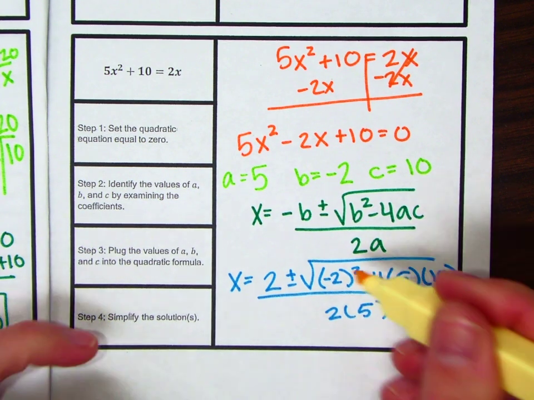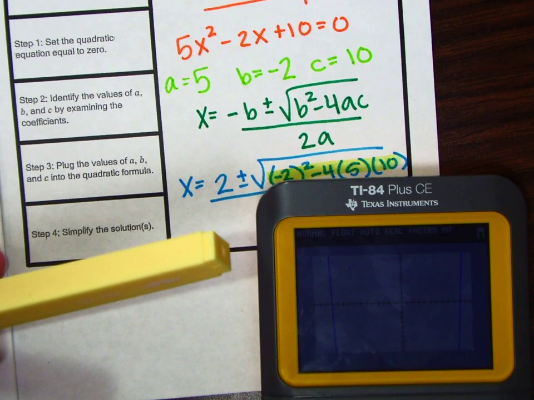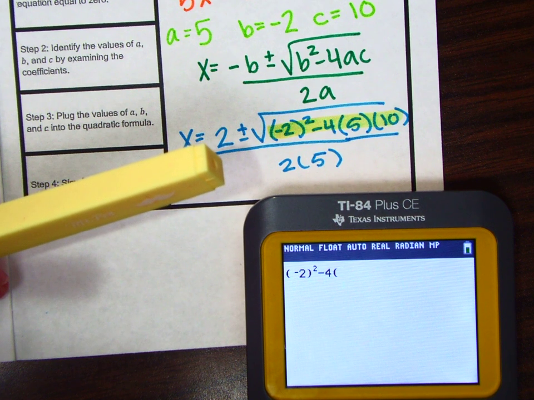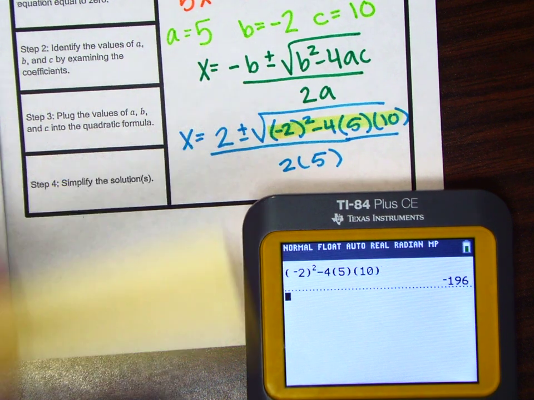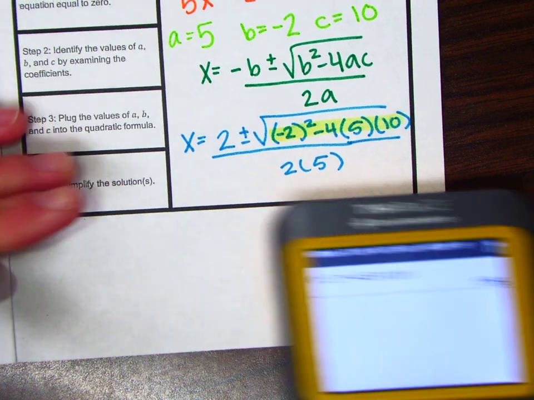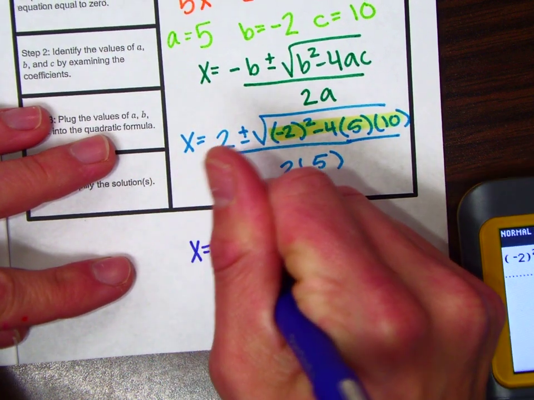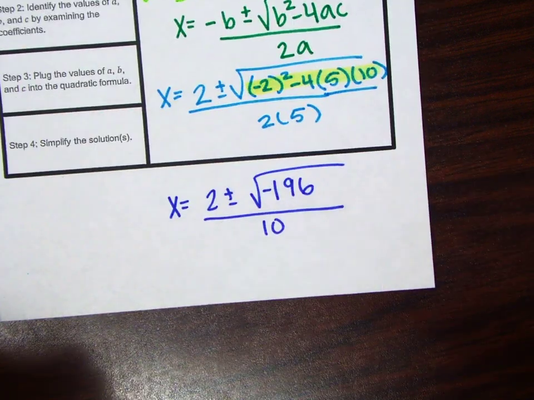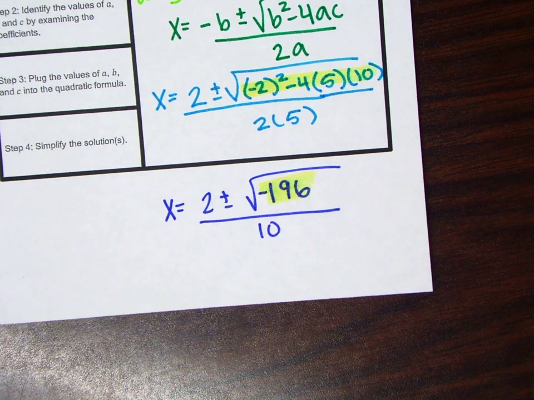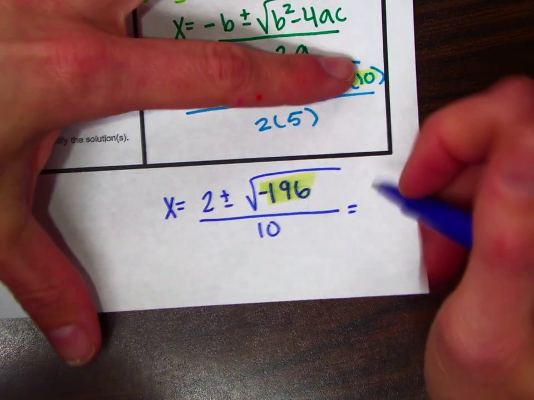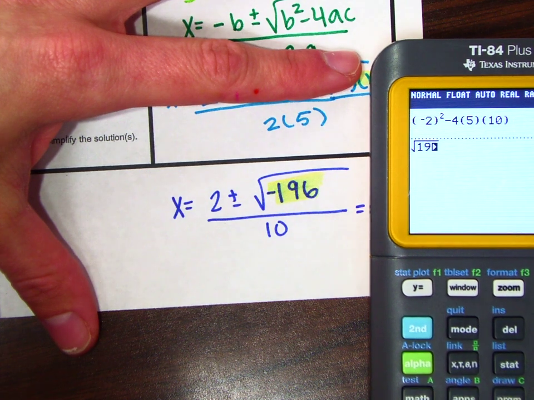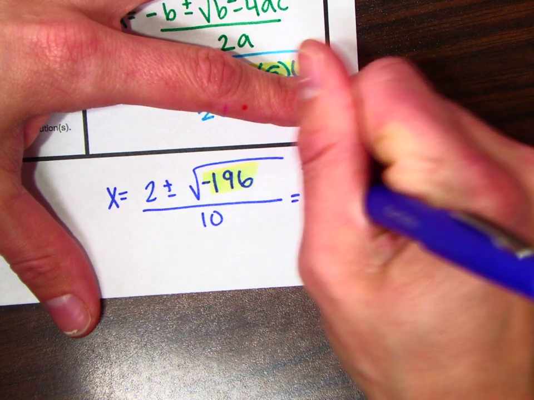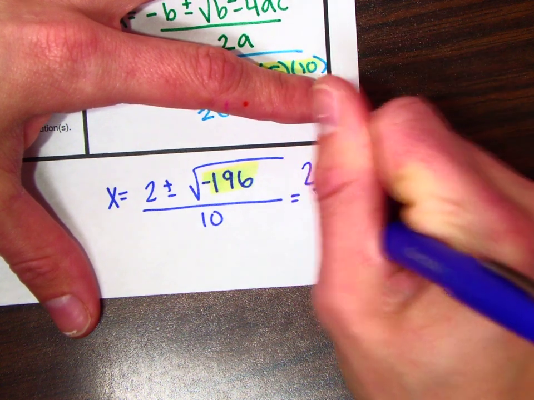And then you are going to type all of this in your calculator. Negative 2 squared minus 4 times 5 times 10. And I get negative 196 over 10. All right, so when you type all that in, I got that. Now on this one, I do need to take an i out, and I'm going to see if 196 has a square root. It does. So I got 2 plus minus 14i over 10.